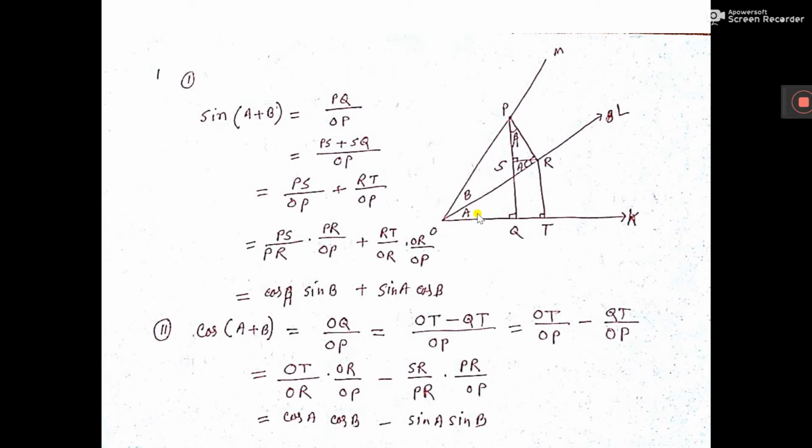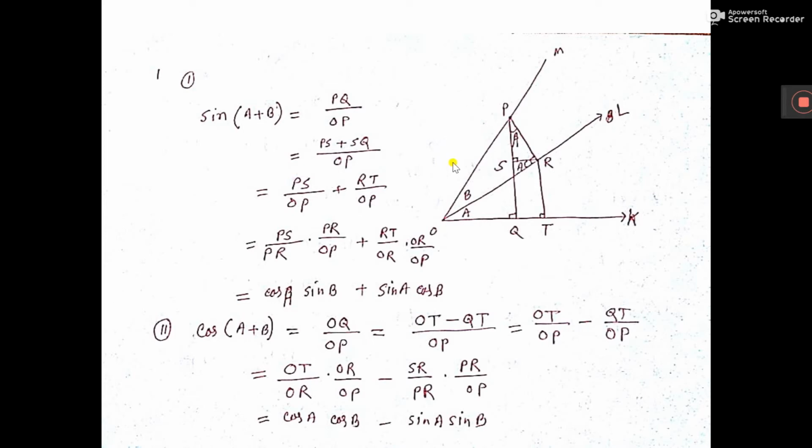Let's say KOL. This is one angle I have drawn. KOL, this angle is A. And again, I have drawn OM, that is angle MOL, which is B. See here I have written one is A, another is B. Now on OM, I have taken one point P.